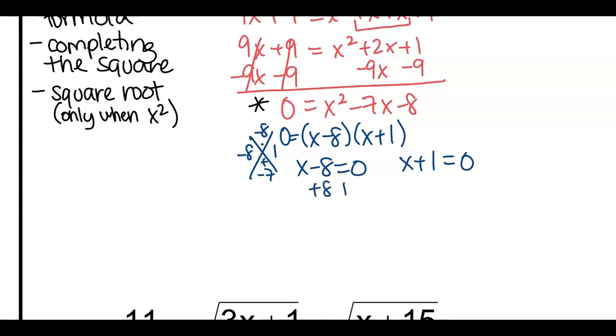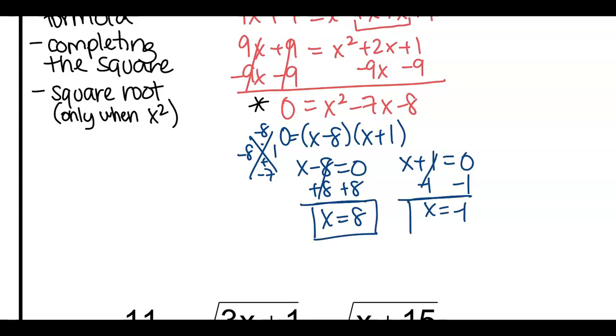I'm going to add 8 to each side. So x will equal 8, and I'll subtract 1 on each side. X will equal -1. These are your two solutions. Right now, you guys need to check. Make sure both of these solutions are actual solutions.